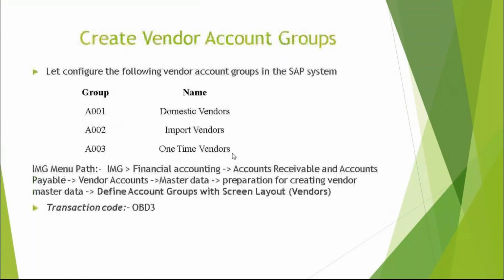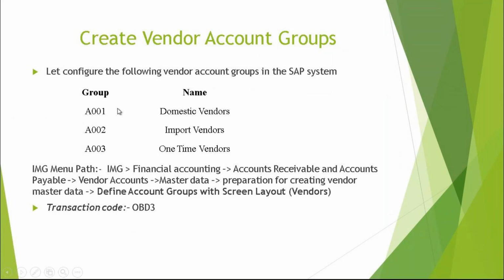first we need to create the vendor's account. Here we will be creating three different types of vendors: domestic vendors, import vendors, and one-time vendors. The group can be any code. I am using this A001. You can use the same code to create in your company, because we have not yet created anything, or else you can give any code for the groups.